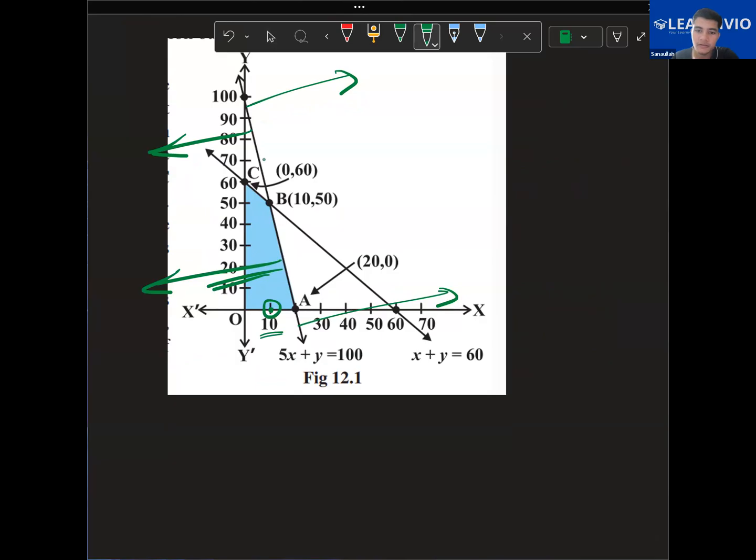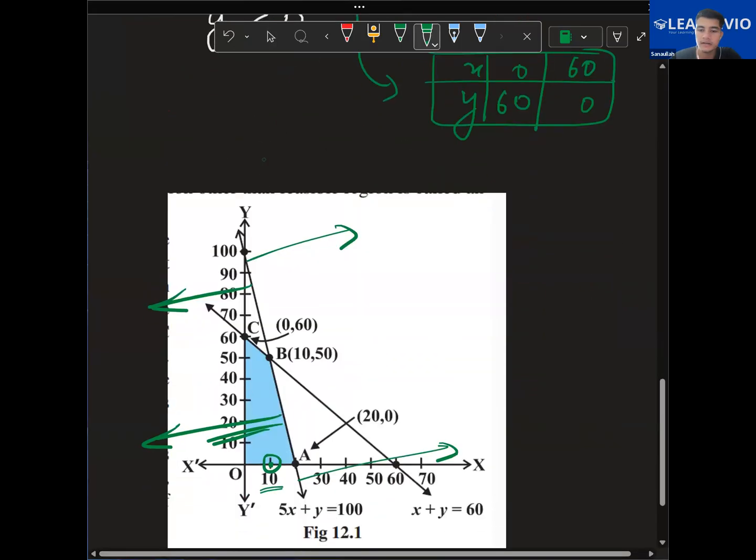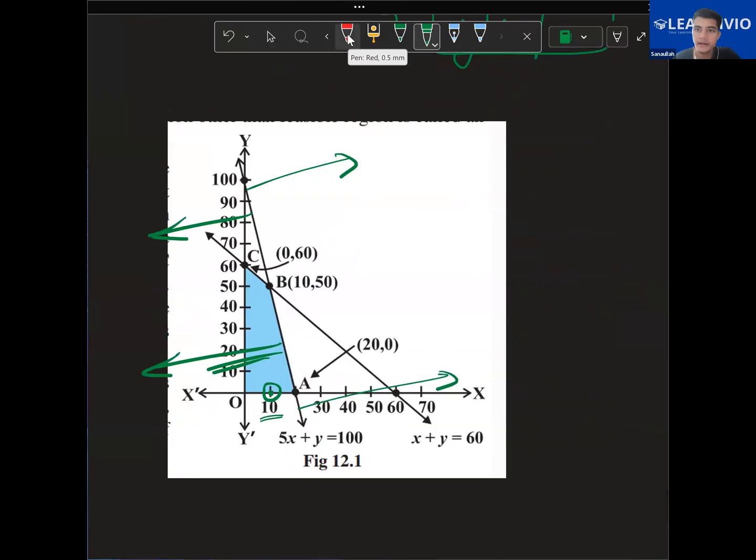So this is 10 comma 0, right? Just put 10 comma 0. If I put 10, this is 50 and this is 0, so definitely this is less than 100, right? So this inequality is satisfied. So that means we will lie on the left hand side of this line, that is 5x plus y. Okay, is it clear till now? Is it clear? Sir. Yes, sir.